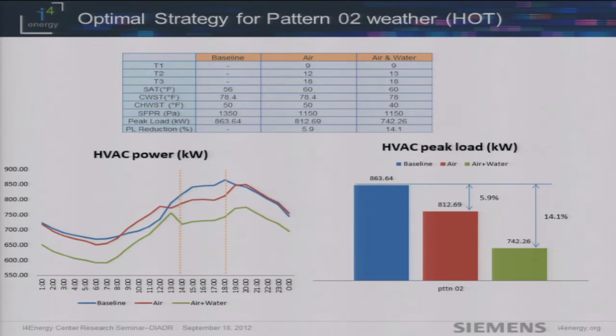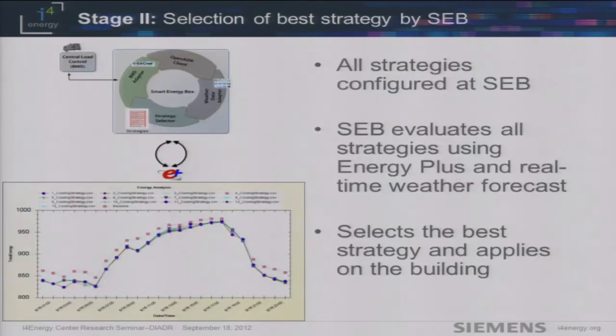I mean, here the base load, which is 863. If you just control the air handling, we were gaining around 6%. If you use both air and water, we saw like 14% in the reduction. And in the second stage, the first stage, all the strategies, we have identified 19 candidate strategies out of 5,250 strategies that we identified. So we configured all of them.